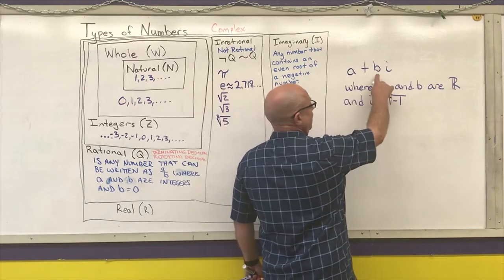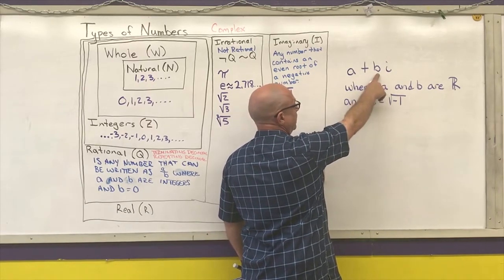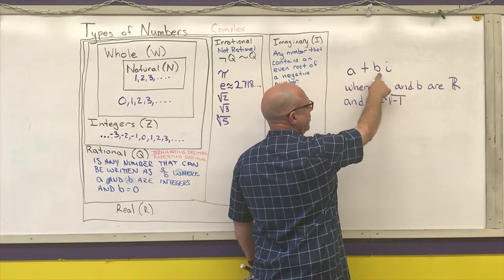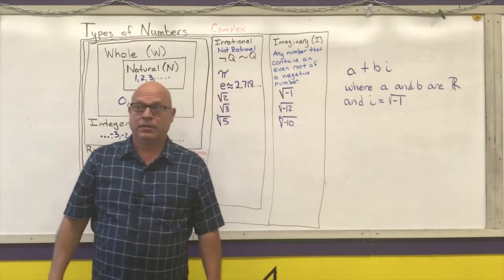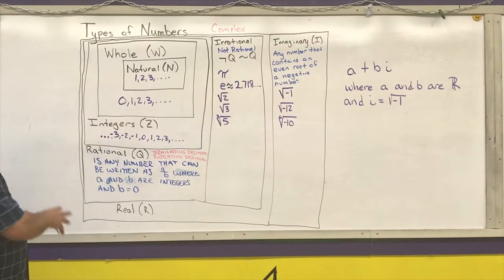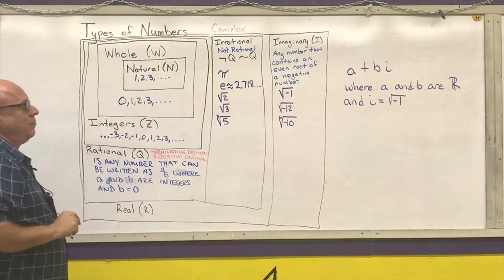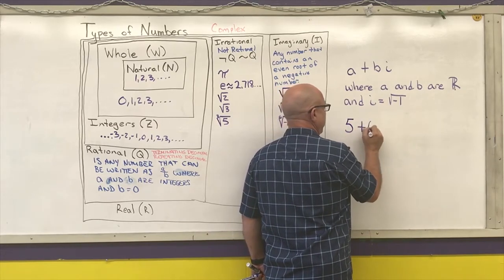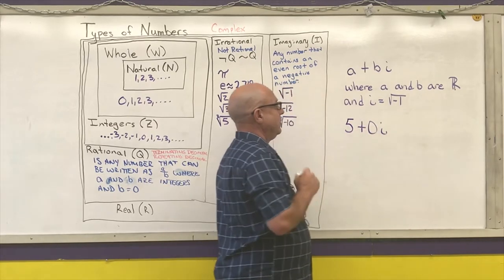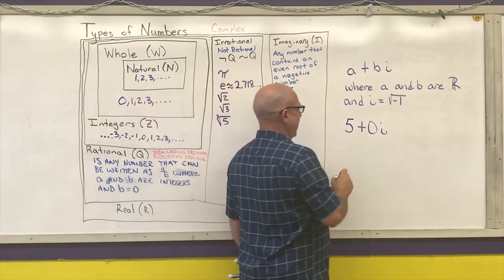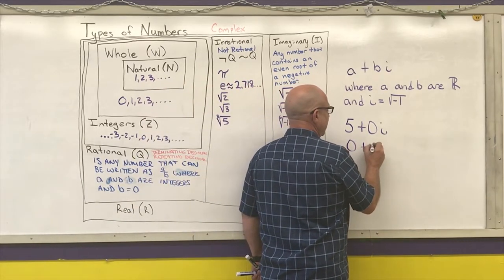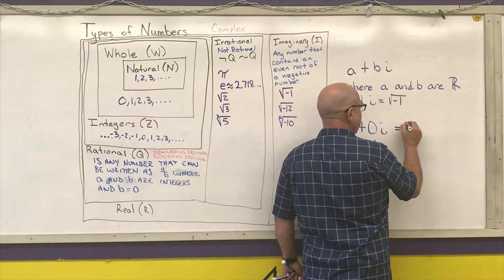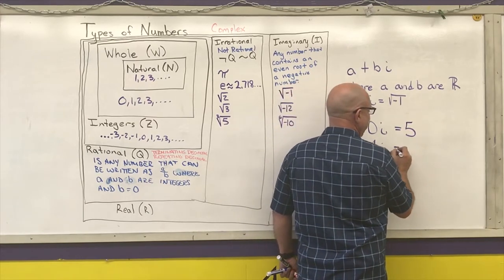If the b portion here is 0, which is a real number, I have a purely real number. If the a portion is 0 and b is not 0, then I have a purely imaginary number. So any number on here I can write as a complex number. For example, the number 5, I can write as 5 plus 0i. The square root of negative 1, I could write as 0 plus 1i. The normal way you would see this one written would just be 5. The normal way you would see this one written would just be i.